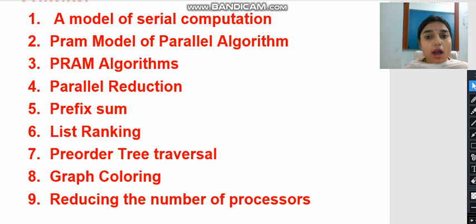So आपको parallel machine के लिए parallel algorithm ही डिजाइन करने पड़ेंगे. So in this module we will learn a few of the parallel algorithms, and these are parallel reduction, prefix sum, list ranking, pre-ordered tree traversal, graph coloring. And also we will see क्या होता है अगर हम नंबर ऑफ प्रोसेसेस को डिक्रीज करते हैं या इंक्रीज करते हैं, इसका क्या रिजल्ट होता है.